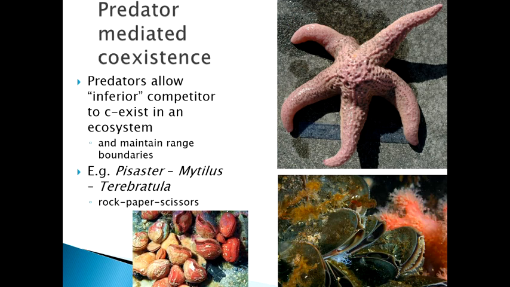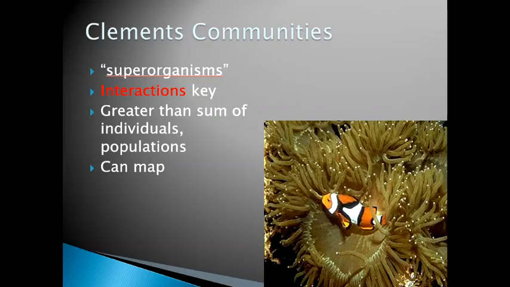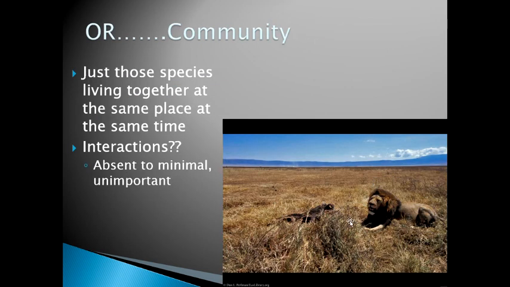I wanted to get to the whole idea of what is a community. Is it a superorganism where the interactions of all the different individuals and populations of different species create a greater sum than the individual organisms themselves? We call these Clements communities. People map them. Or are communities just all the species that happen to be living together at the same time?